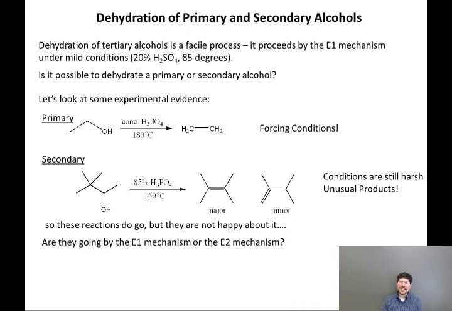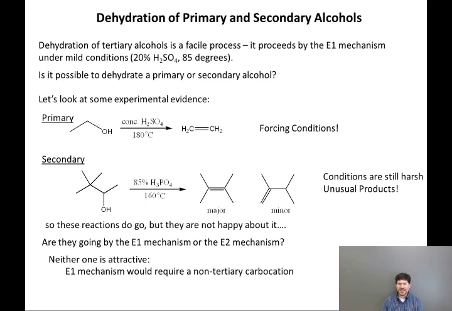The question we need to answer is, are they going by the E1 mechanism or by the E2 mechanism? Neither mechanism is particularly attractive for a primary or secondary alcohol. Why is this? Well, the E1 mechanism would require a non-tertiary, non-resonance stabilized carbocation. And up until this lesson, we've been under the impression that such things do not exist.